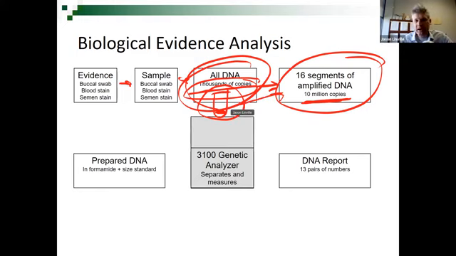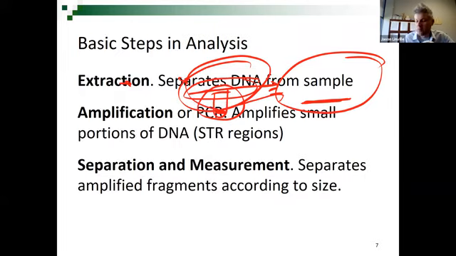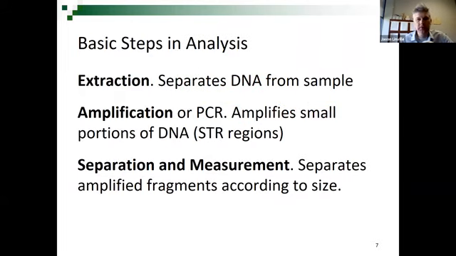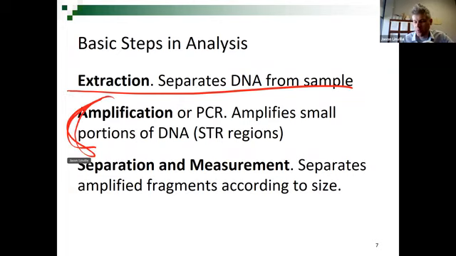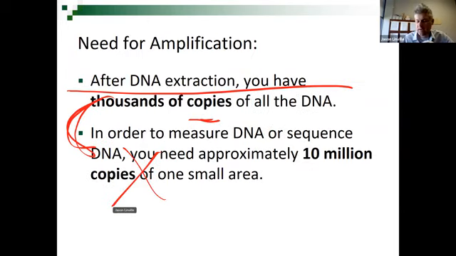Remember, 1 copy of each allele in each cell. 2 copies of the genome because you get 1 copy from your mother and 1 copy from your father. But we don't care about the details here. We just want the general numbers. So after extraction, we have about thousands, and now we're on this step here, amplification or polymerase chain reaction, which is the method for amplification. We'll get to this stuff a little bit later.